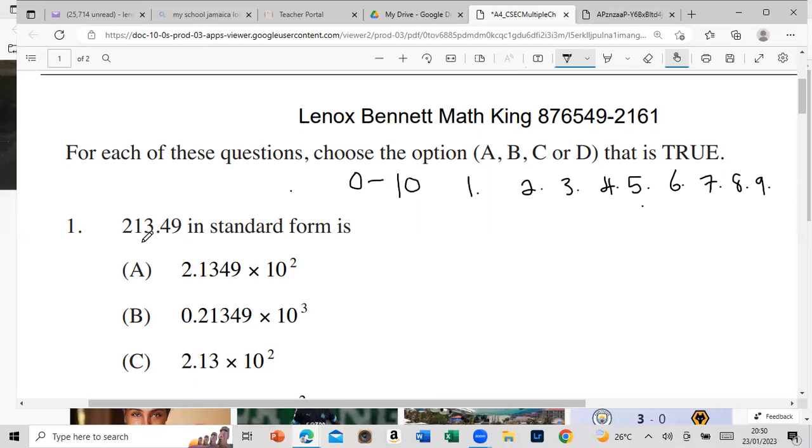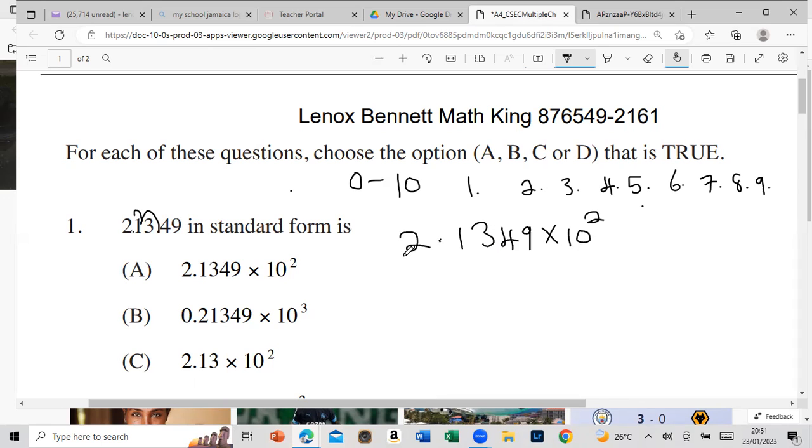Alright, so what we're going to do, we're going to take the decimal point from right here to right here. And we're going to count the number of places that we move. So let's go. So it's 1, 2. So therefore we write 2.1349 multiplied by 10 to the number of places we move the decimal point. Now we moved it 2 places to our left, so that's 2.